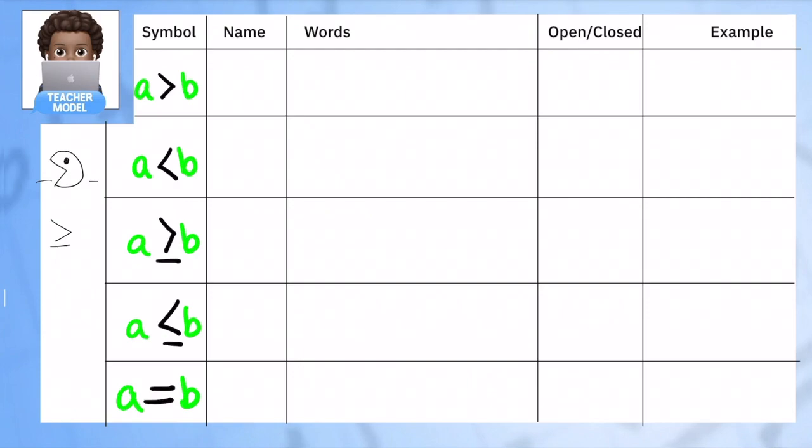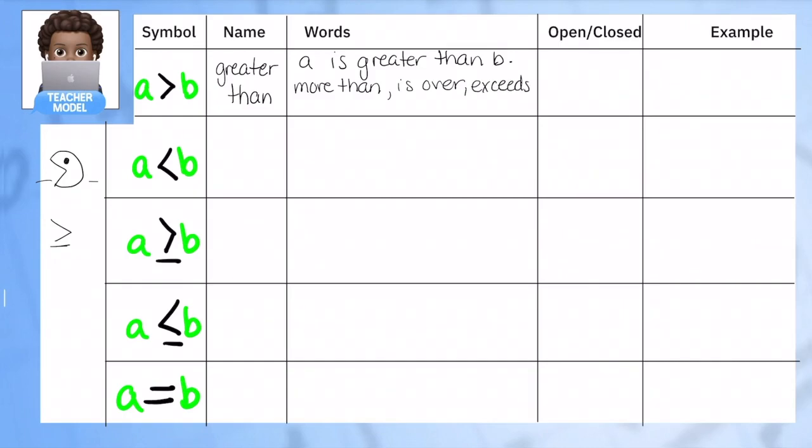It's called greater than. Now for each of these, I read the sentence from left to right. So I would say A is greater than B. Other ways I can say it, I can say more than, is over, exceeds. Any of those words work. And I'm going to show you what this means. We're going to have an open circle. So I'm going to make a number line so you can see what this looks like.